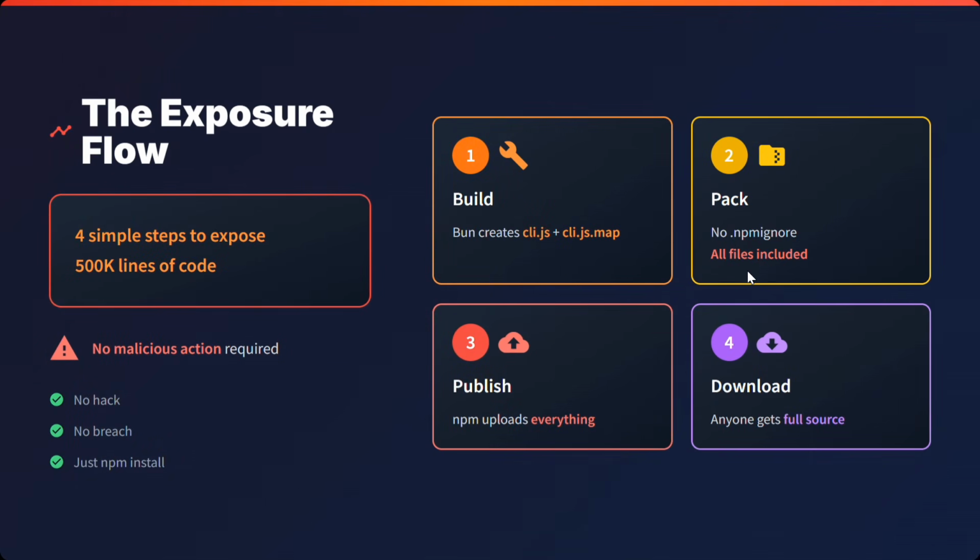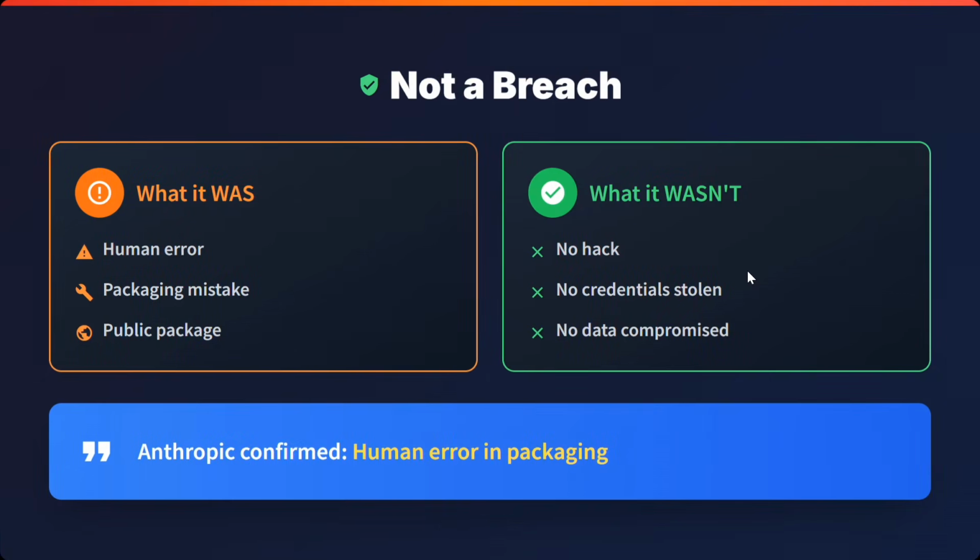The exposure flow. 4 simple steps to exposure. So what happened? The build creates cli.js plus cli.js.map. Packing was done of the code, but no npmignore file was there. It was published. npm uploads everything and anyone downloads. Anyone gets full access. So whosoever did an npm install or updated to the npm package downloaded it, and got the source code. Do remember that it was not a malicious attack. No hackers tried hacking the code. It was a simple human error. It's simply like pushing a password to production. Not a breach. What it was: human error, packaging mistake, and public package.